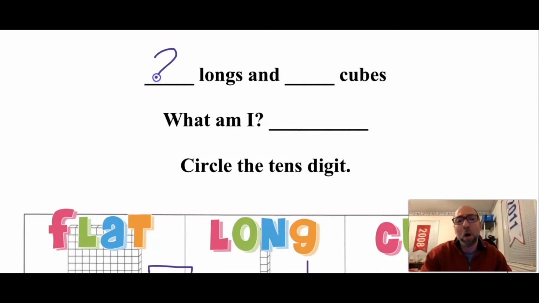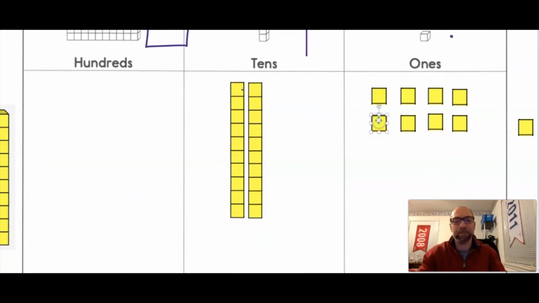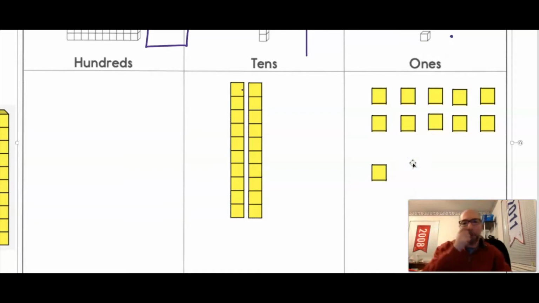This time I have 2 longs and 11 cubes. What am I? 2 longs and 11 cubes. What am I? Okay. What am I? This is a tricky one. Wow. Well, let's count and see what you got.